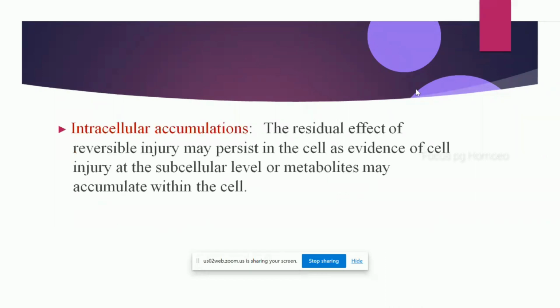Then next one is intracellular accumulation. The residual effect of reversible injury may persist in the cell as evidence of cell injury at the subcellular level, or metabolites may accumulate within the cells. That is intracellular accumulation.